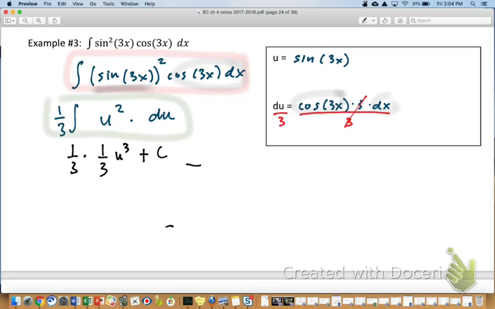And that would lead us to a final antiderivative of 1/9 sine cubed of 3x plus c.